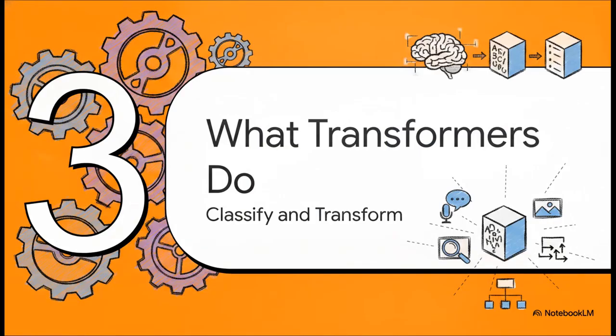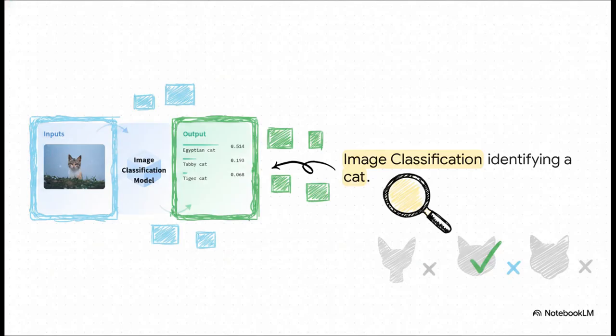Okay, section 3. What transformers do. Let's take a look outside the box before we look inside. The first major task they handle is classifying composites. Basically, we give the model a composite and ask it to predict a specific class. So, for instance, if we feed it an image of a cat sitting out in a field, the model processes all those little patches and spits out a prediction. It identifies the image as an Egyptian cat with a super high confidence score, clearly distinguishing it from, say, a tabby or a tiger cat.